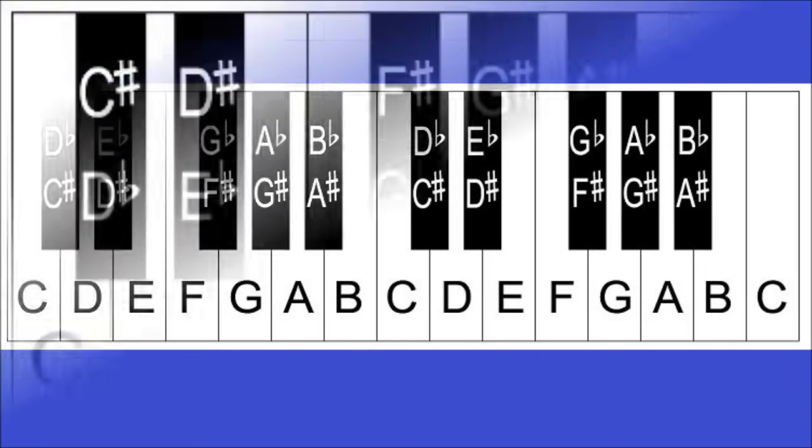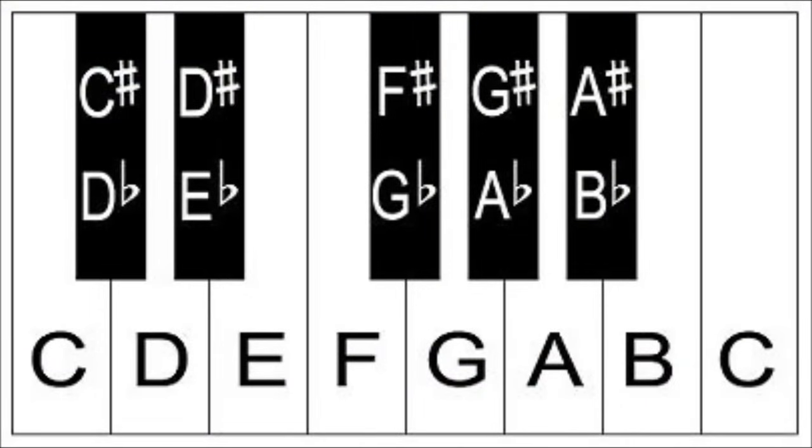On piano, starting on the note C, the notes move in the order C, C sharp or D flat, D, D sharp or E flat, E, F, F sharp or G flat, G, G sharp or A flat, A, A sharp or B flat, B, C.